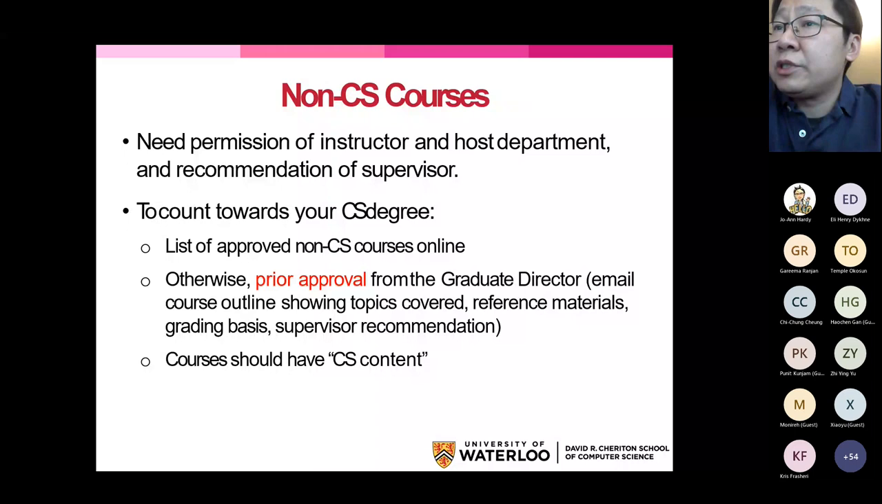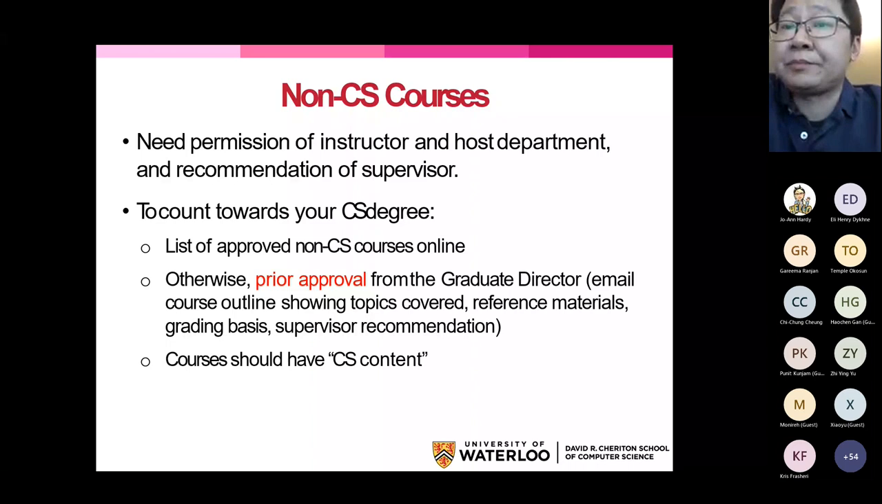If you want to take those, you need prior approval from the graduate director, from me. So you should be emailing me about your requests. You should include a course outline for the course you want to take, and whatever other information is available, maybe reference materials, grading basis, and what would help me out a lot is if it also includes a recommendation from your supervisor, you know, describing why this course would be great for you to take. Okay, so those would all be very helpful. You should send those to me, and I can give you approval to take that course. And I will also specify what area this particular course will belong in.